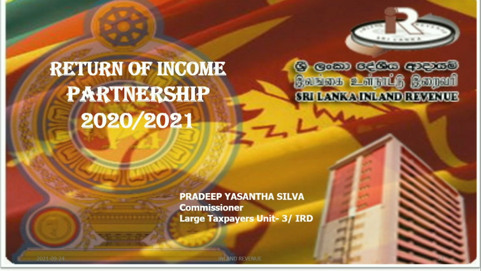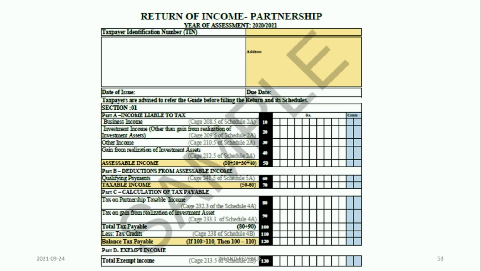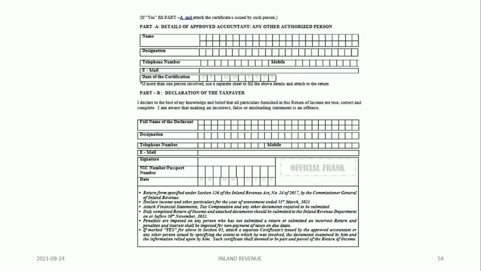Now let's look at how the partnership tax return looks this time. This is the first page, the main page of the tax return. It includes the details of total income of the partnership, assessable income, taxable income, the tax calculation, and details of tax payable and exempt amounts. Page 2 is the taxpayer declaration form. As usual, you can see it here.